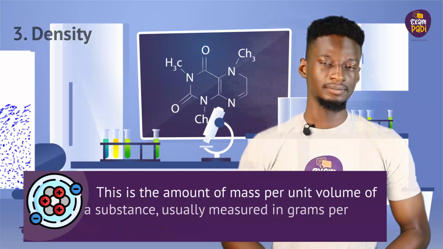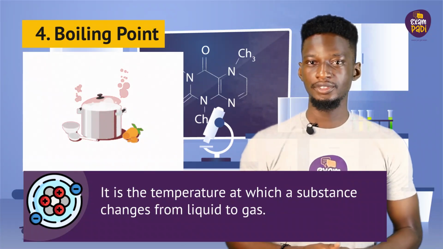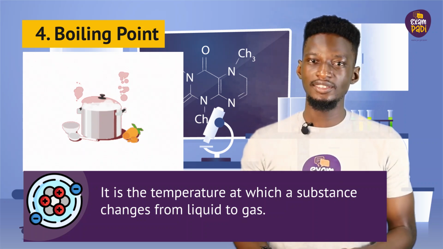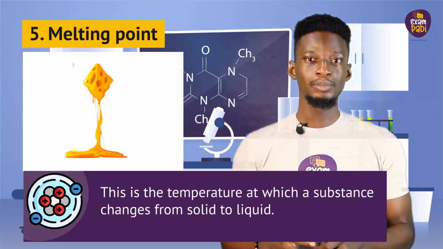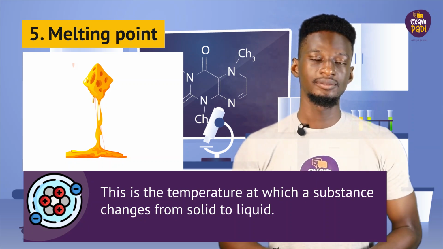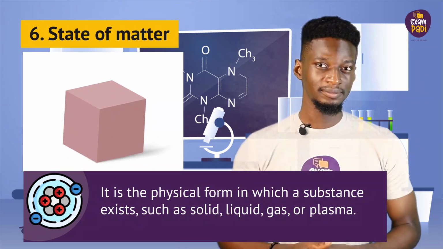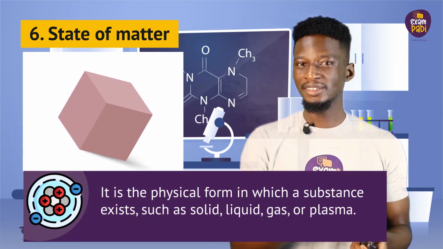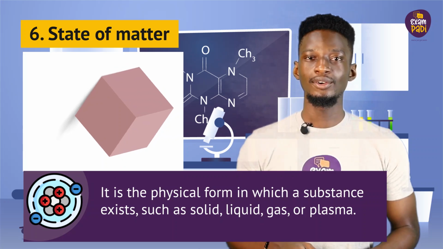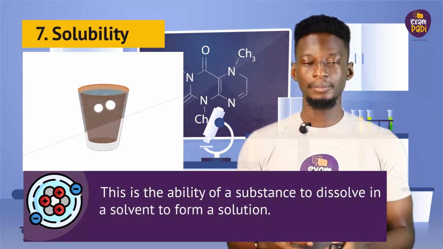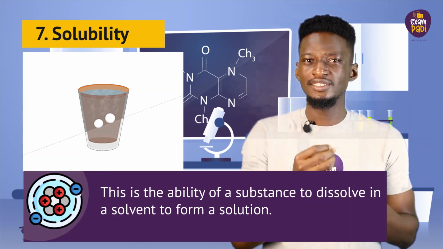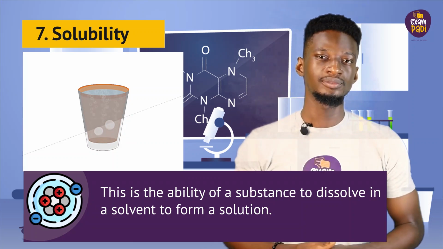3. Density. This is the amount of mass per unit volume of a substance, usually measured in grams per cubic centimeter. 4. Boiling point. It is the temperature at which a substance changes from liquid to gas. 5. Melting point. This is the temperature at which a substance changes from solid to liquid. 6. State of matter. It is the physical form in which a substance exists, such as solid, liquid, gas, or plasma. 7. Solubility. This is the ability of a substance to dissolve in a solvent to form a solution.